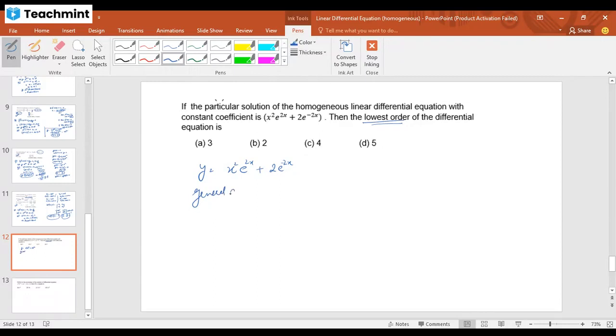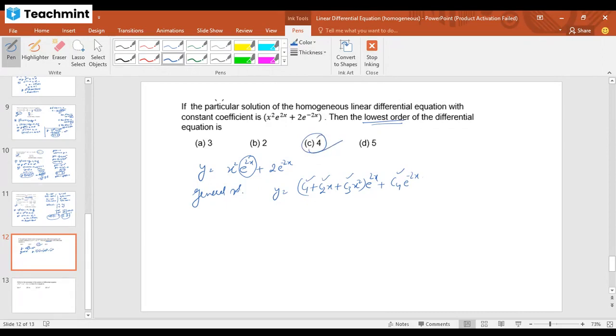So the general solution: we have e power 2x, but beside this we have an x square. We know that we multiply with x or x square when the root is repeated. So x square means that it is a quadratic polynomial. It should be of this type. And here it is 2 times e power minus 2x. That means e power minus 2x is another solution. So how many constants are there? One, two, three, four. It means that the order of the differential equation is 4.